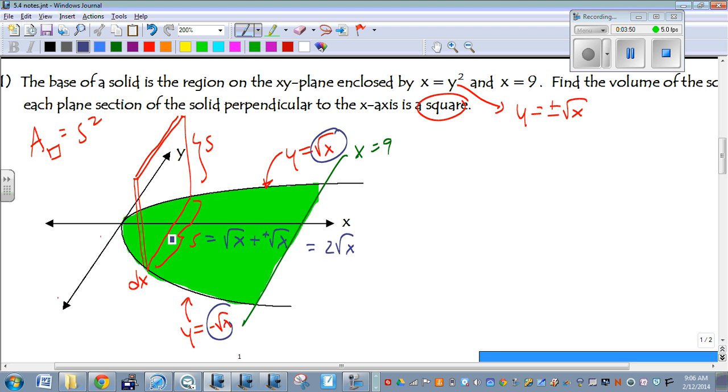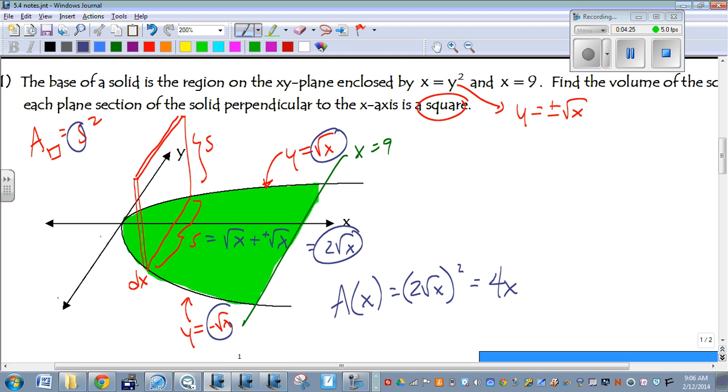So if we're at x equals 3, it's going to be 2 square root of 3. But if we're at x equals 5, it's going to be 2 square root of 5. So it's going to be a different size, but it's still going to keep that same shape. So now we need to write our area in terms of x. We know the side is 2 square root of x. We just have to replace that in this formula. So area in terms of x is 2 square root of x squared. If we square that, we just end up with 4x for our area.